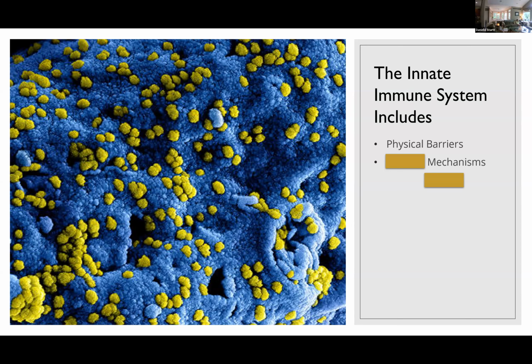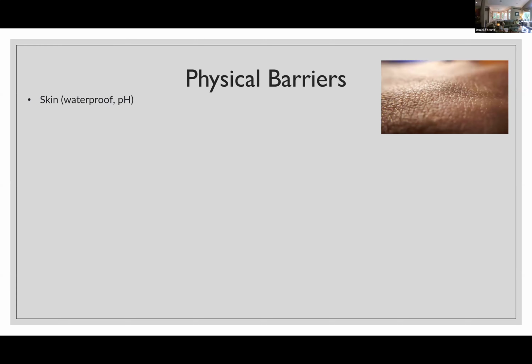And what kind of mechanisms? We're looking for defense mechanisms and general response. This is general immune response. This is just the way your body is going to react in general when it sees anything that doesn't belong. So, not targeted towards a specific pathogen, but just in general. So, here are examples of physical barriers we talked about. Your skin's waterproof and it helps maintain a particular pH.